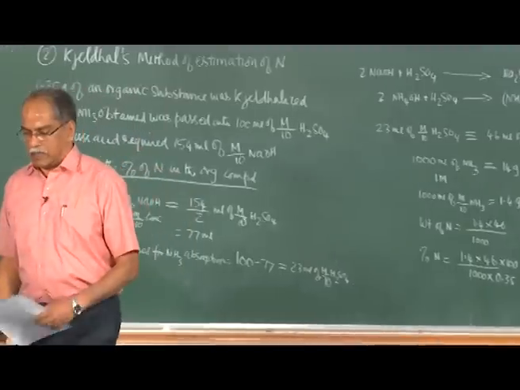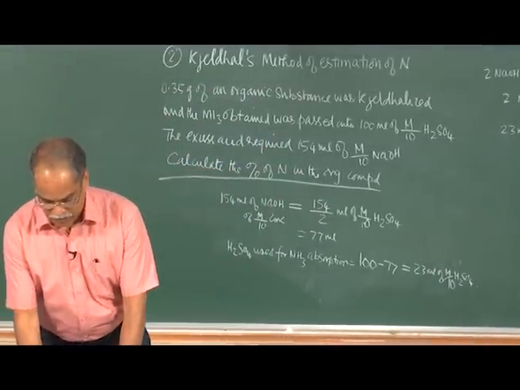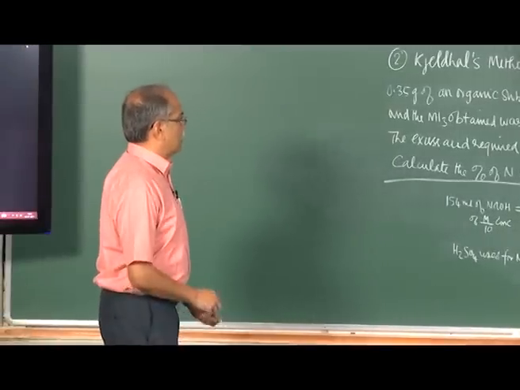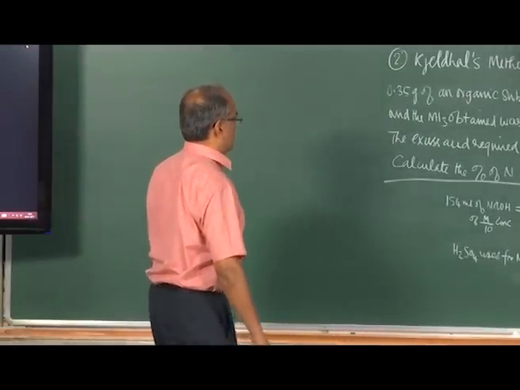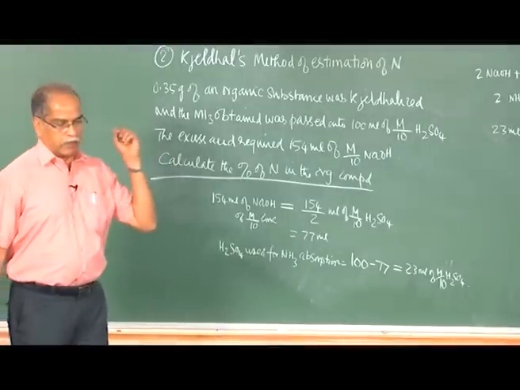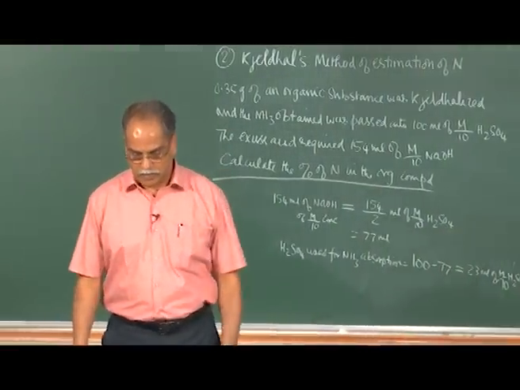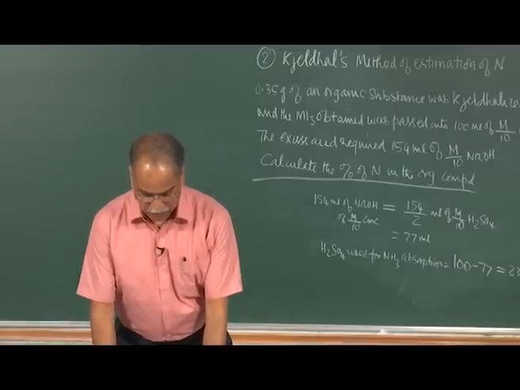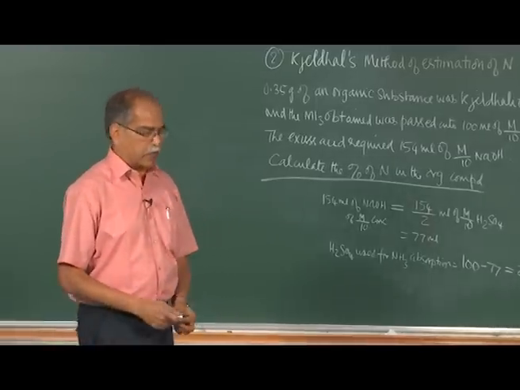So, this is a second example of the Kjeldahl method of estimation of nitrogen in an organic compound using the sulfuric acid and copper sulfate method. Essentially, if you are familiar with the titrimetric method, you will not have any problem solving this kind of problems. You will not have any difficulty in solving this kind of problems during the examination.